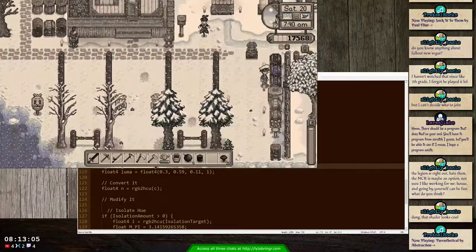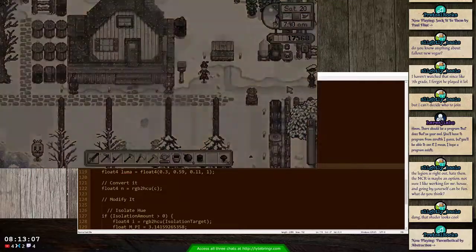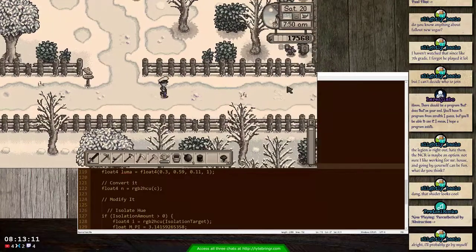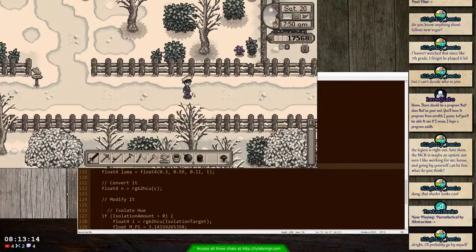The other problem with the color isolation is now the chests aren't really identifiable. So we probably want to kick the vibrance back up.